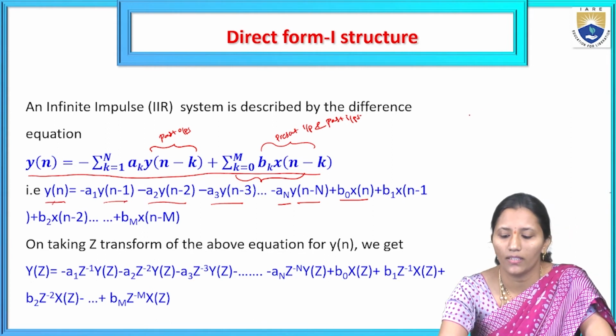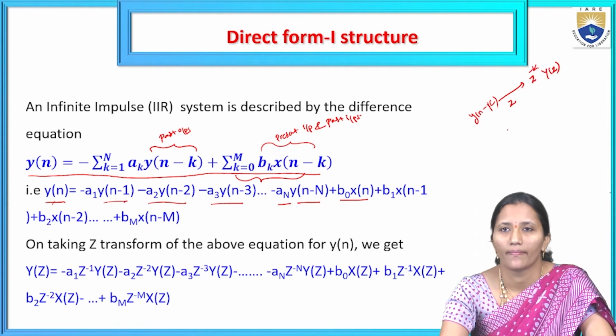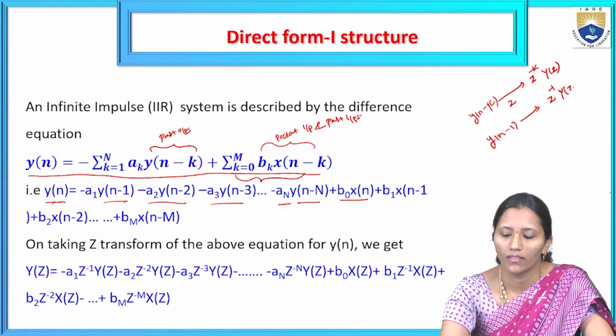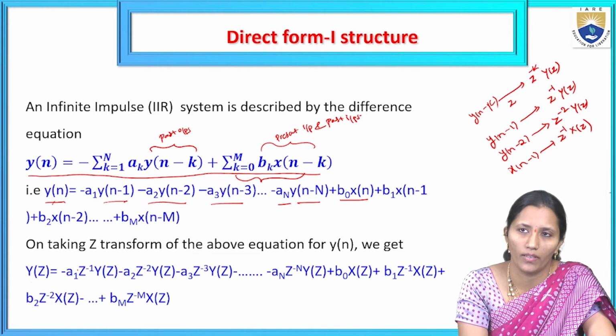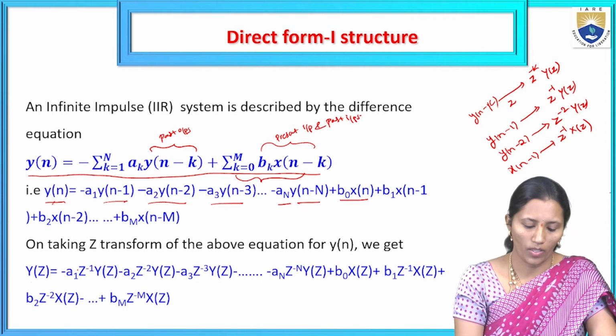We already discussed that if we apply the z transform to y of n minus k, we are going to get z power minus k y of z. So y of n minus 1, substituting k equal to 1, gives z power minus 1 y of z. For y of n minus 2, z power minus 2 y of z. For example, x of n minus 1 gives z power minus 1 x of z. So we just have to remember to apply the z transform here.